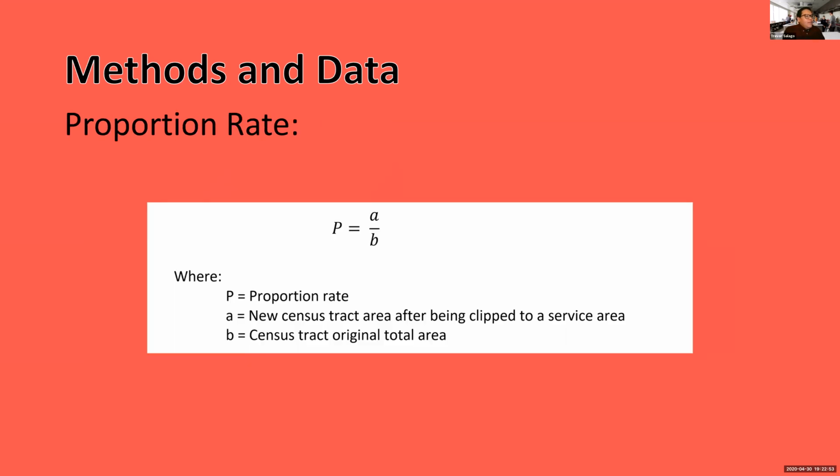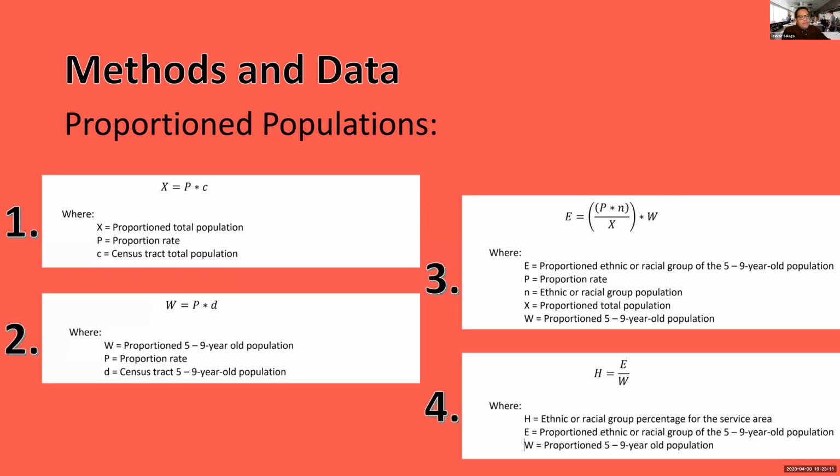I created a field to hold the original census tracts area. I clipped the census tracts to the service areas. I created a clipped service area field to hold a new area. I then used the equation below to get the proportion rate. I used the proportion rate with the census tracts demographic data.